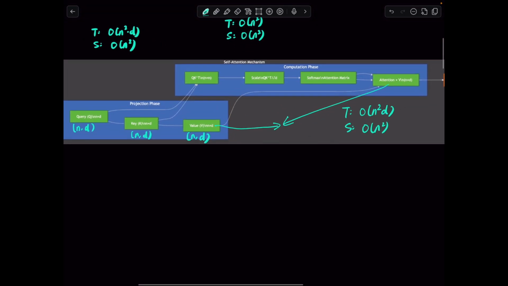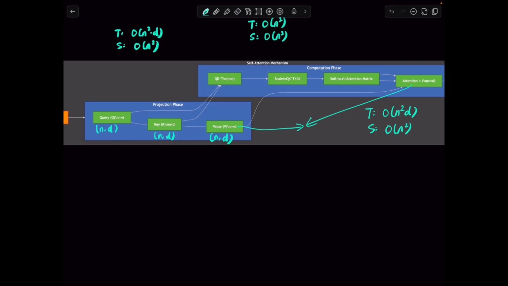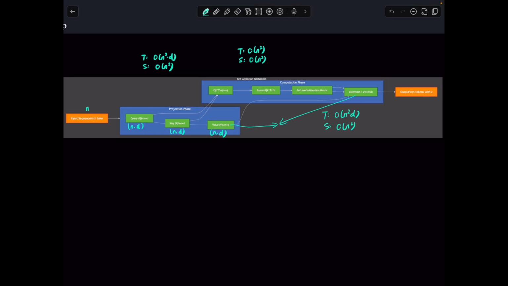So in summary, the overall time complexity is O(n squared d), and the space complexity is O(n squared). As you can see, both time and space are of quadratic complexity. When we have long sequences, hundreds or thousands of tokens long, the vanilla attention becomes hard to scale. And this is what Linformer comes to fix.